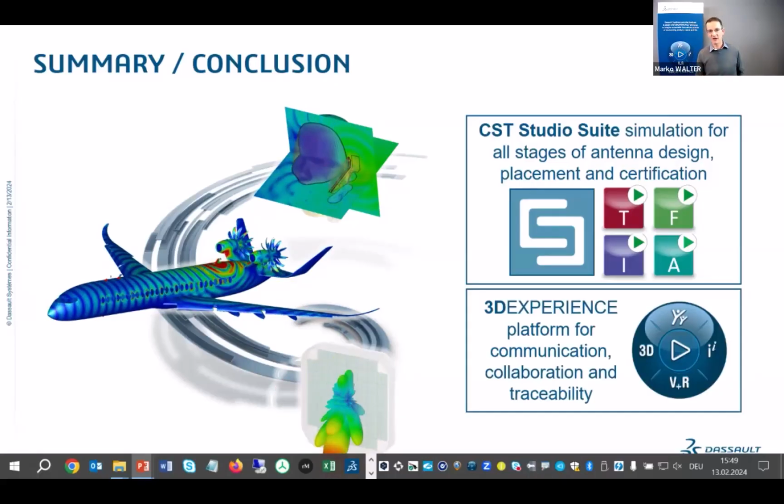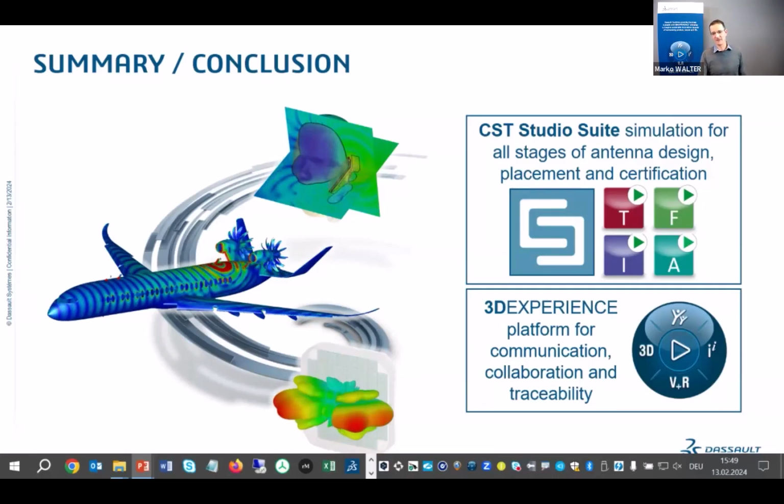And so using simulation in the context of the larger portfolio of tools that we as a brand and as an organization provide, and can combine with each other using our 3DEXPERIENCE platform, gives us a lot of potential for doing our job as antenna engineers more effectively. So I think with that, I will wrap up.